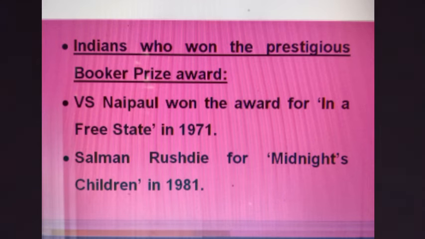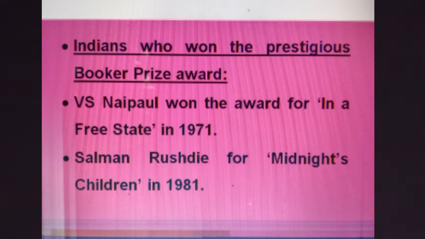So we have V.S. Naipaul, who won the Booker Prize in 1971 for his work In a Free State.